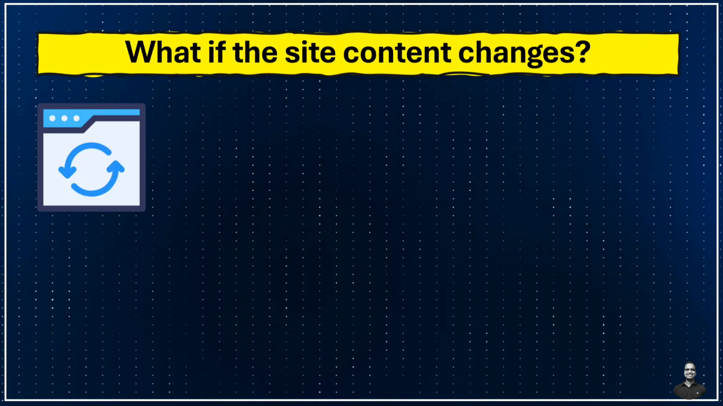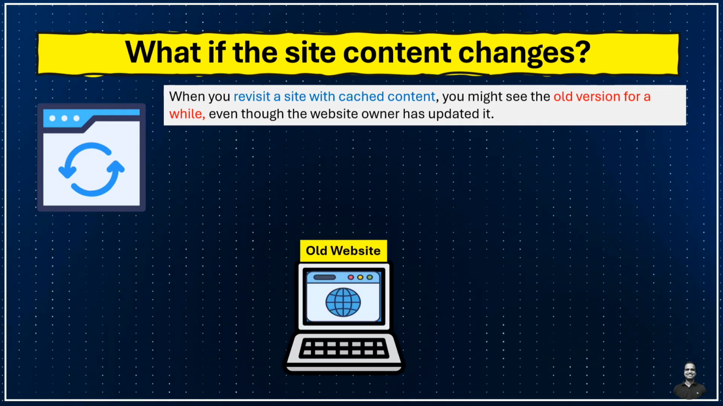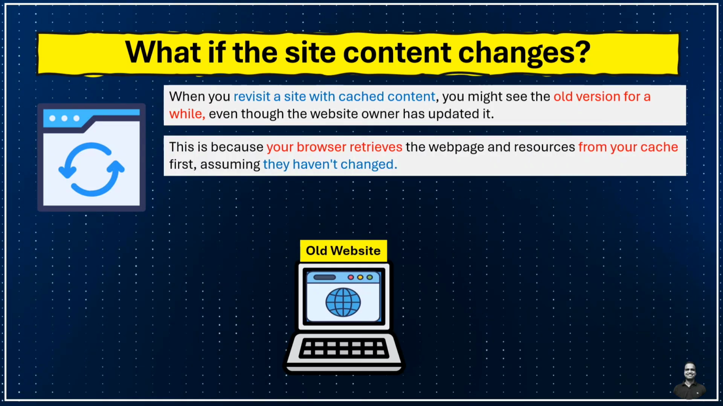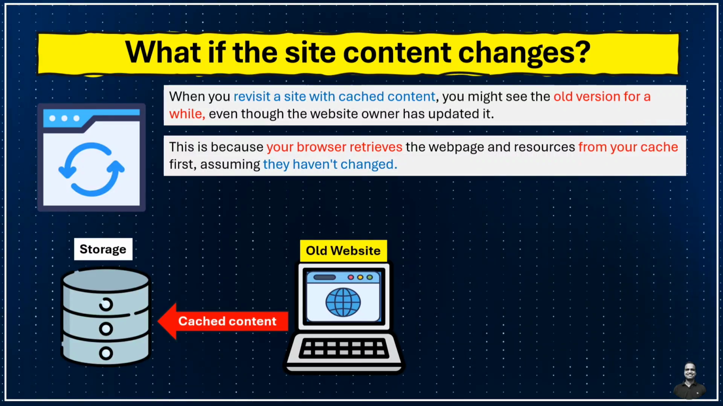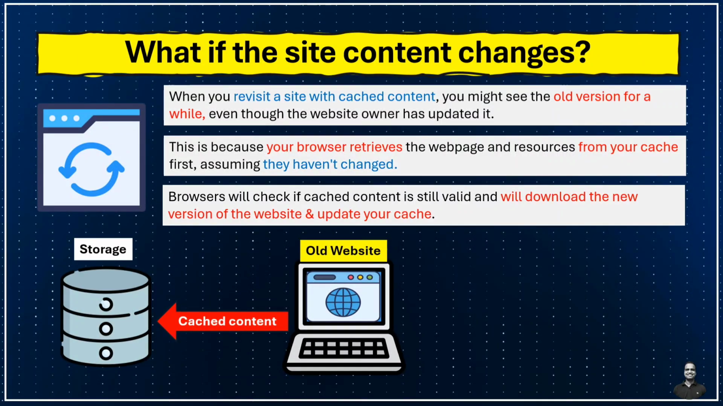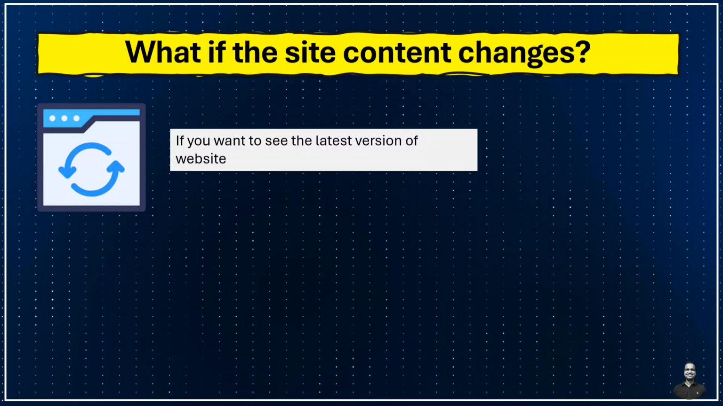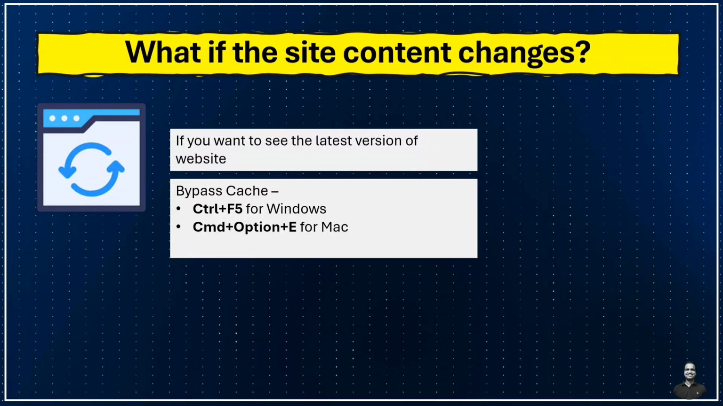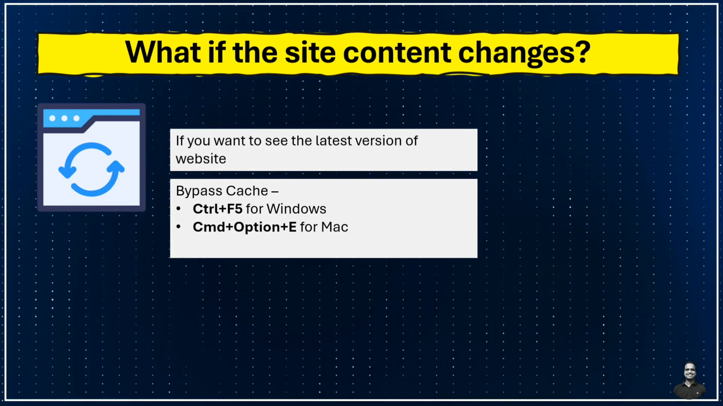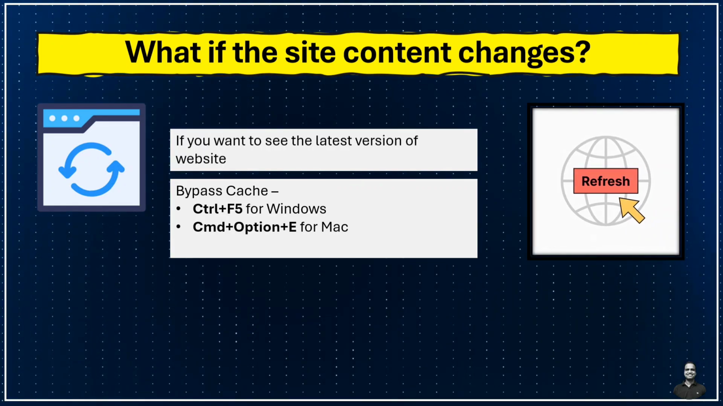What if the site content changes? When you revisit a site with cached content, you might see the older version for a while, even though the website owner has updated it. This is because your browser retrieves the web page and resources from your cache first, assuming that they haven't changed, right? Browsers have mechanisms to check if cached content is still valid. Eventually, your browser will download the new version of the website and update your cache. And if you suspect the site content has changed and you want to see the latest version, you can usually bypass the cache by pressing Ctrl F5 on Windows to force the browser to download everything again.